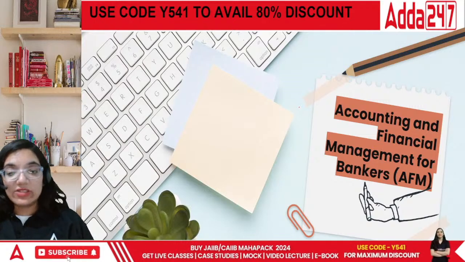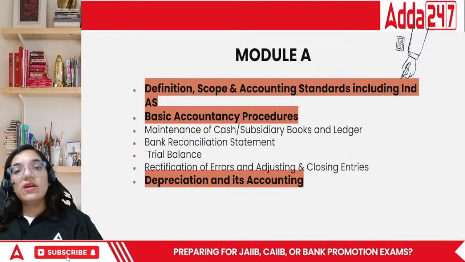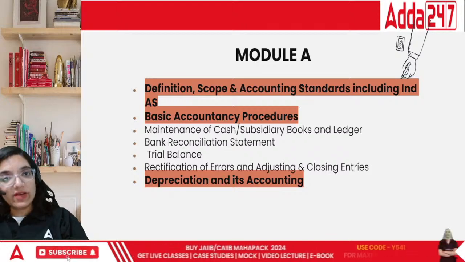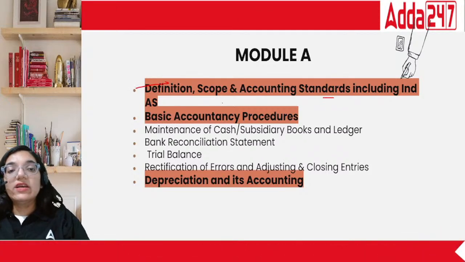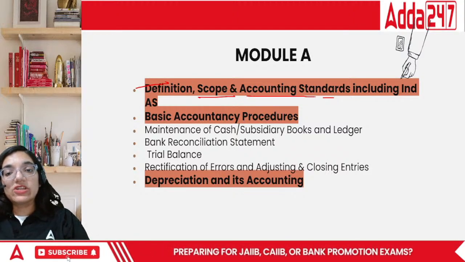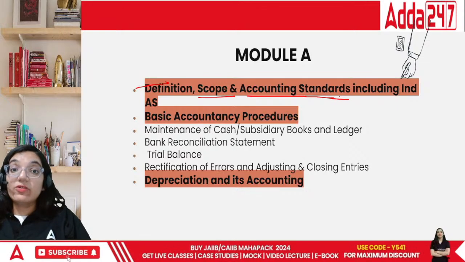Now comes accounting and financial management for bankers. I'm basically a mentor in AFM only, so I'm just going to give you a brief about it. Module A has the basics of accounting. When we talk about this specific area, you learn about the definitions of it. Then you have the scope of it, accounting standards. AS is basically the standards that we are setting up. Then you learn about the rules.